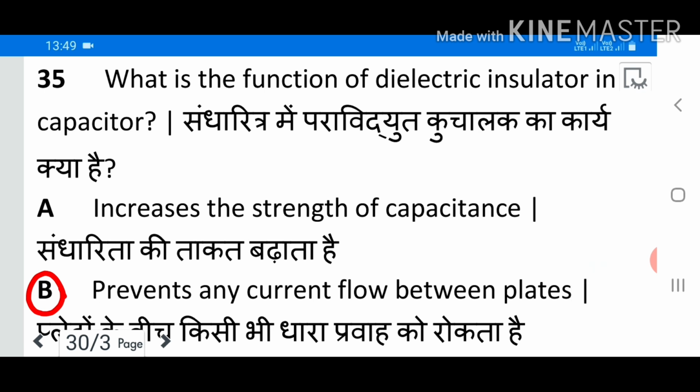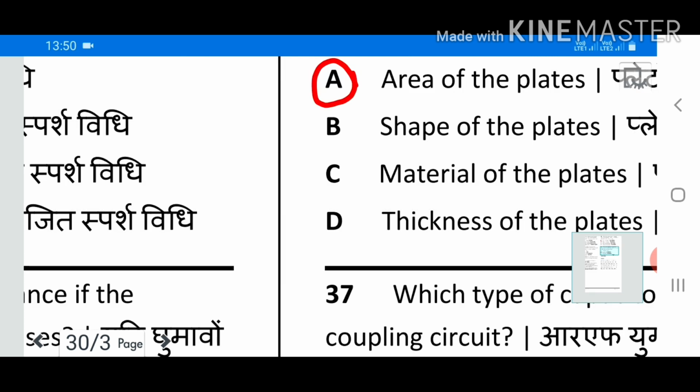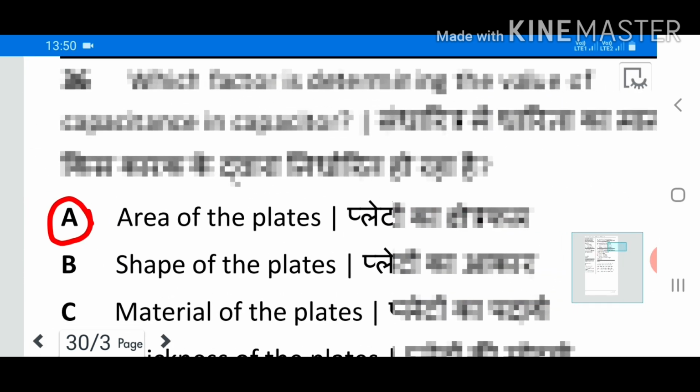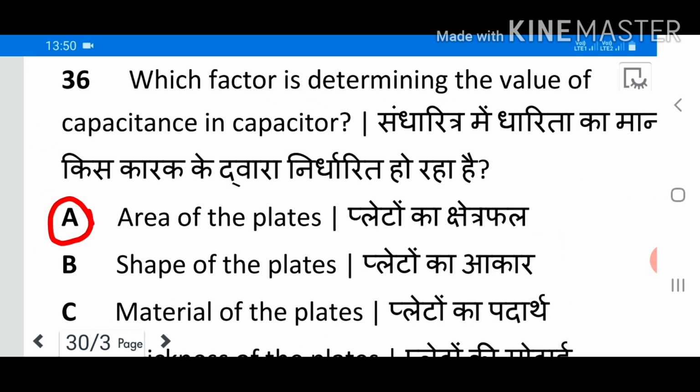35. What is the function of dielectric insulator in capacitor? Answer B. Prevents any current flow between plates. 36. Which factor is determining the value of capacitance in capacitor? Answer A. Area of the plates.